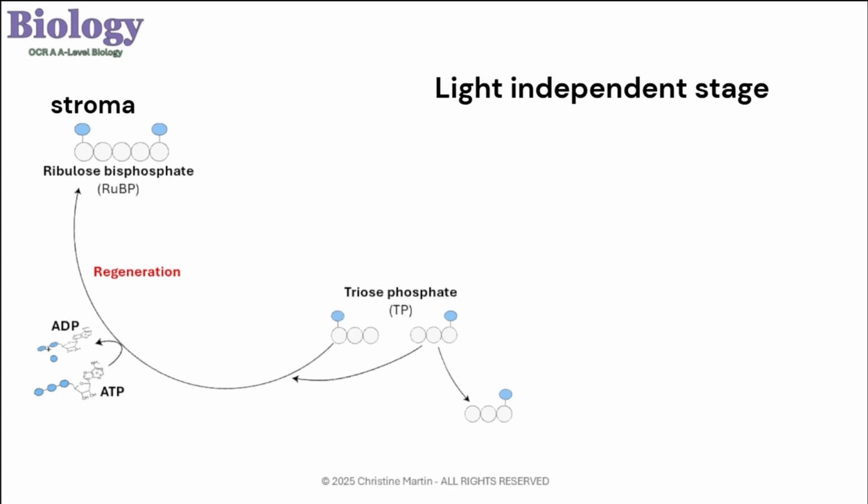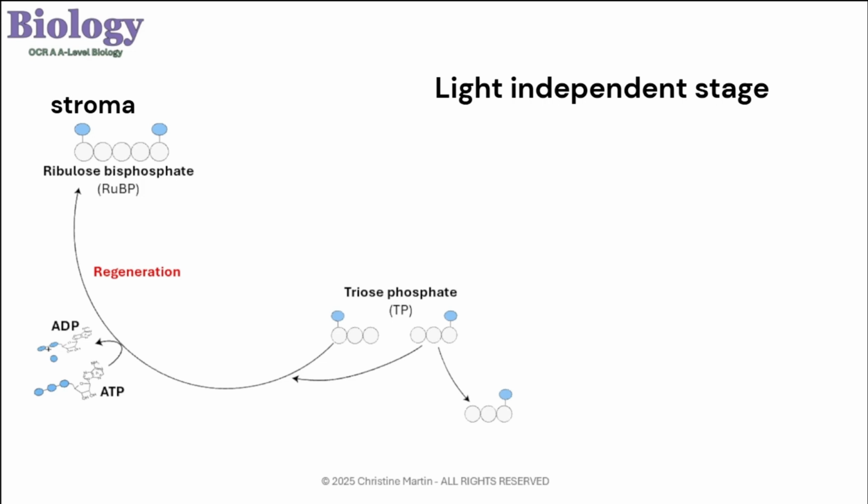Now, to achieve this, 5 molecules of triose phosphate are converted back into RuBP. This conversion requires energy which is provided by the remaining ATP molecules. 1 triose phosphate molecule leaves the cycle and is used to synthesize other carbon-containing compounds required by the plant.